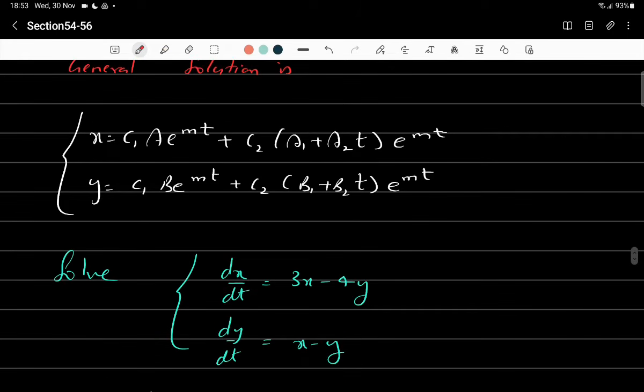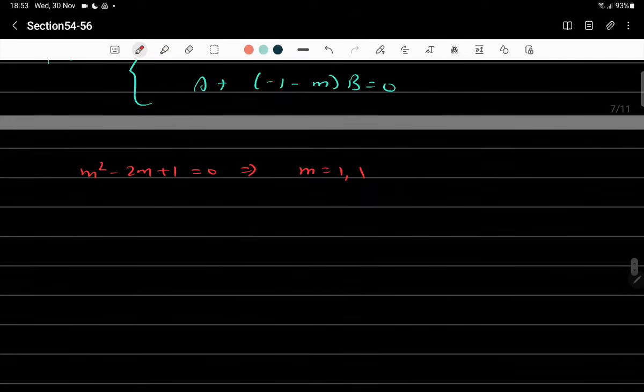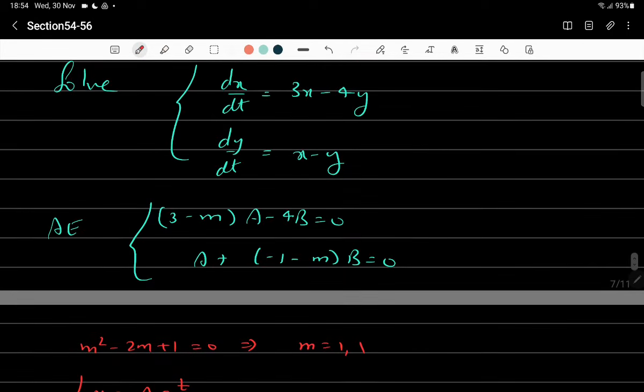So let's assume that we need to solve the following system of equations. dx by dt is 3x minus 4y, dy by dt is x minus y. The auxiliary equation can easily be computed, which comes out to be m square minus 2m plus 1 is equal to 0. That gives you equal roots. Now for equal roots, one solution is straightforward. So one solution is x is a e raised to the power t and y is b e raised to the power t. Yes, let's call it 1, let's call it 2.